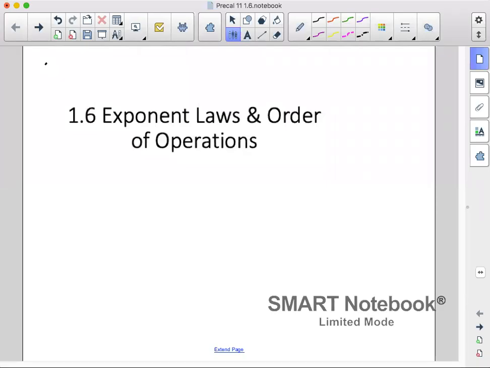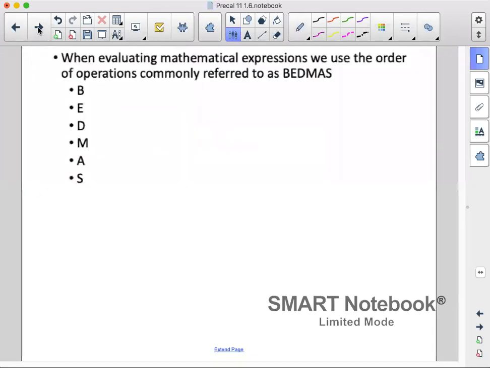Hi, today we're going over section 1.6, which is exponent laws and order of operations. When evaluating mathematical expressions, we use order of operations, commonly referred to as BEDMAS, which tells us what order to do things in. So first thing we want to do is anything in brackets that we can.